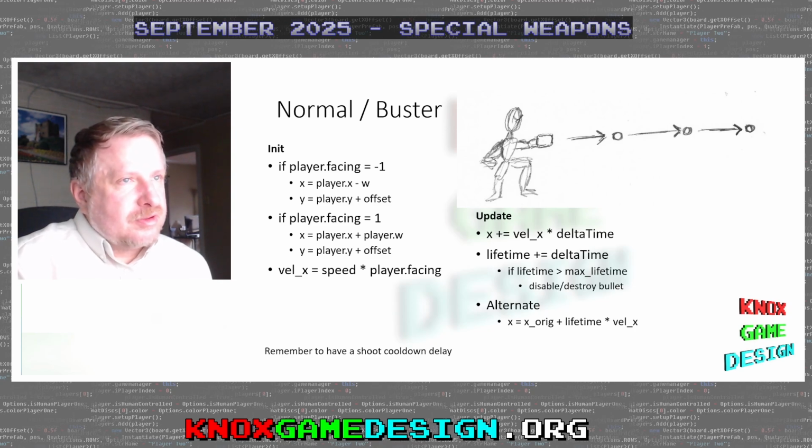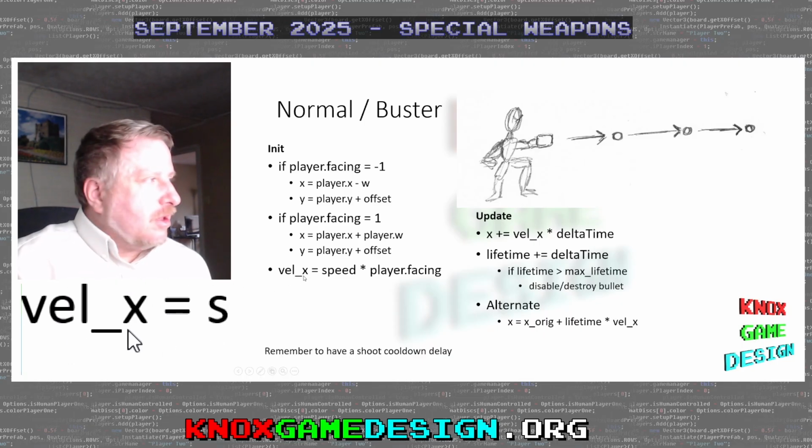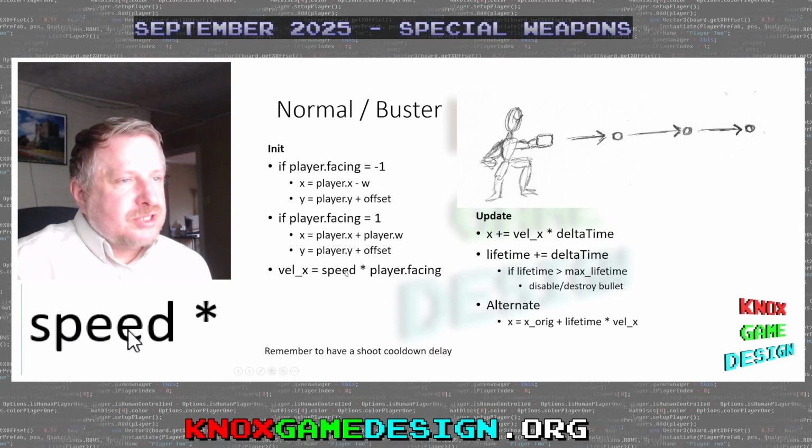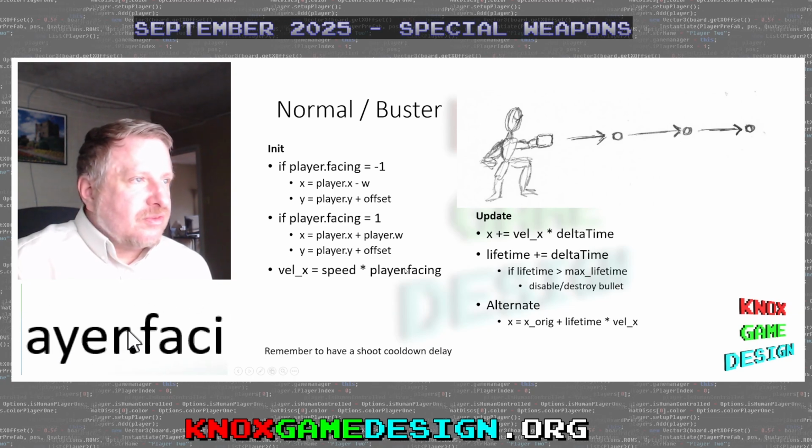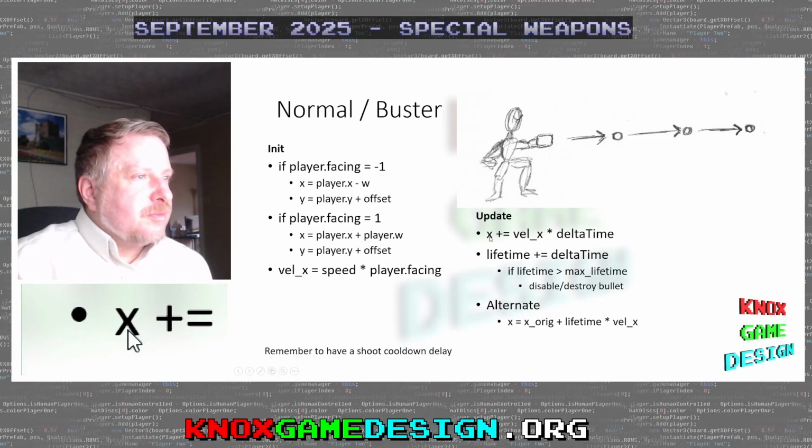Whenever the player presses shoot, you're going to determine which way the player is facing, either in the positive X direction or the negative X direction, and then use that to set the initial velocity of the projectile. Whenever the projectile is spawned, we're going to set the position to the player's X, or X plus the width if they're shooting to the right. And then the Y is going to be the player's Y plus an offset. And then the velocity is basically going to be the speed of the projectile times the way the player is facing. On update, the X position, we're going to assign to that the velocity of X times delta time.